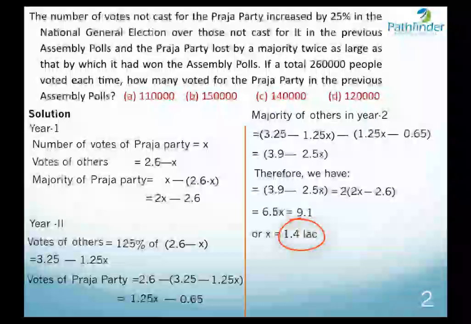So obviously 1.4 lakh people voted for Praja Party initially, which gives us the value of X, or the number of people who voted for Praja Party, as 1,40,000, or option C here.